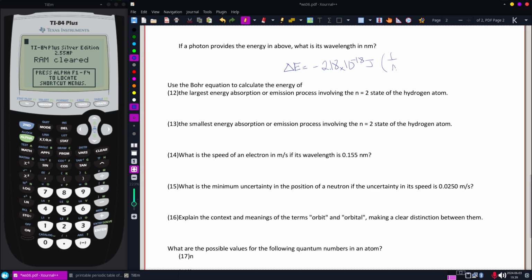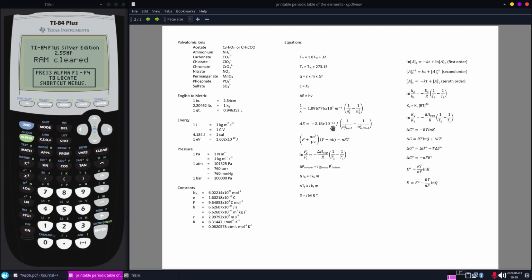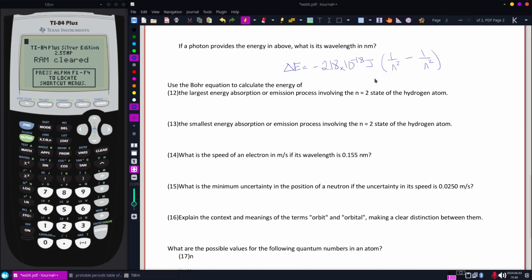And then we have two different n's here. That came off of our periodic table. And it's final and initial. But how this question's worded, we wouldn't necessarily know which one is final and which one's initial, because it just wants a large jump, largest energy absorption, involving the n equals 2 state.